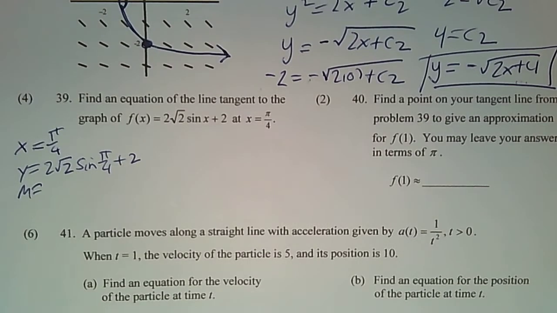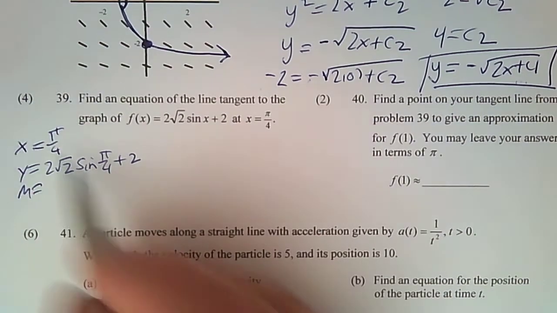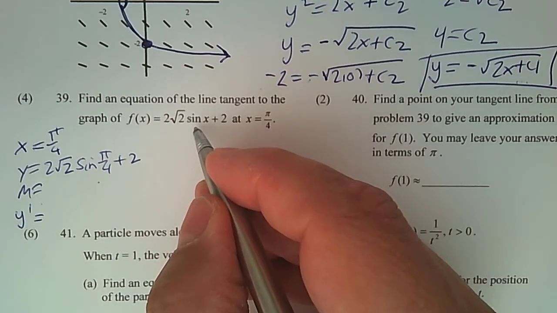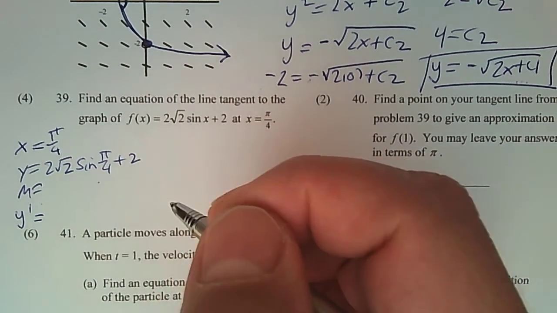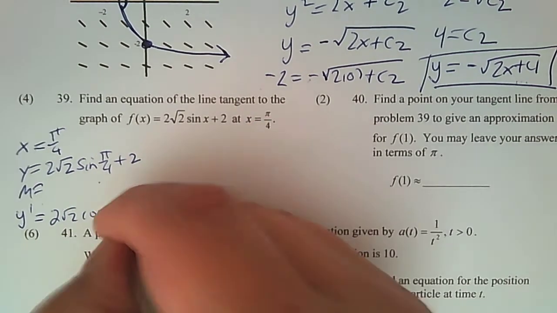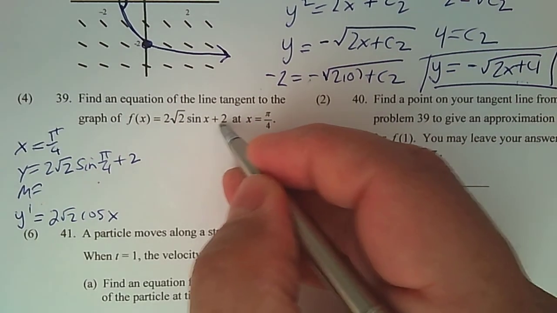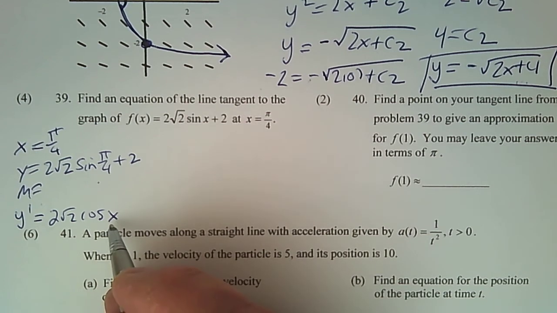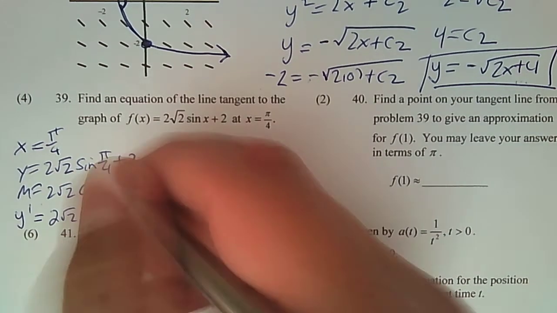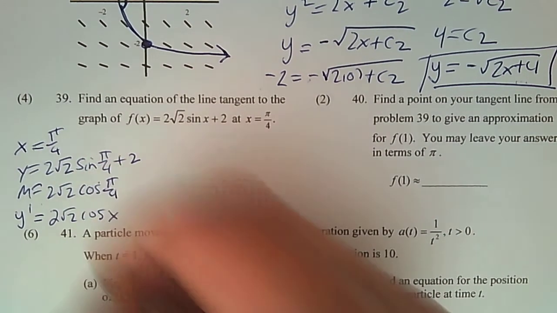So I just want to show if it's free response what would be expected of you. And then the slope would be the derivative and plug in pi over 4. So the derivative of sine is cosine. So it'd be 2 root 2 cosine x. And then the derivative of 2 is 0. So that's all it is. And then substitute in. And what x value do you put in is pi over 4. So now you have all the values.